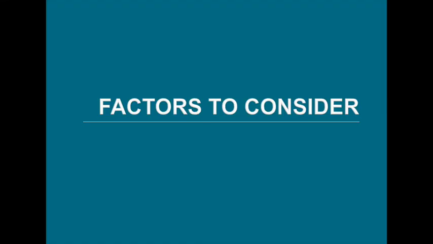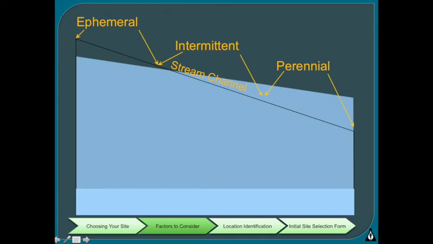Okay, of course, there are some factors to consider. Not all streams are created equal. You may have heard the different types of streams, such as perennial, ephemeral, and intermittent. Our protocols are designed for perennial streams. These are streams that contain water all year round. Even during the most dry seasons, there was at least a pool there, if not flowing water.